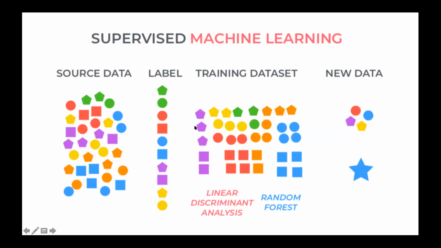So we are saying that, okay, this is this and this is this, and we are telling that to the classifier about the training data set. So here we use different algorithms like LDA, random forest, and then we are trying to predict new data. So when a shape comes like this, it does predict it correctly to be in a specific class. But when you get a shape like this, like a star, what would you do?